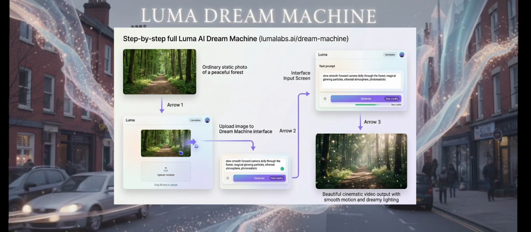Pros: best temporal consistency and realism, works amazingly on portraits, landscapes, and complex scenes. Cons: free credits are limited, 720p with possible watermark, so plan your generations. Luma turns ordinary photos into movie-like footage. It's the one I recommend first to everyone.